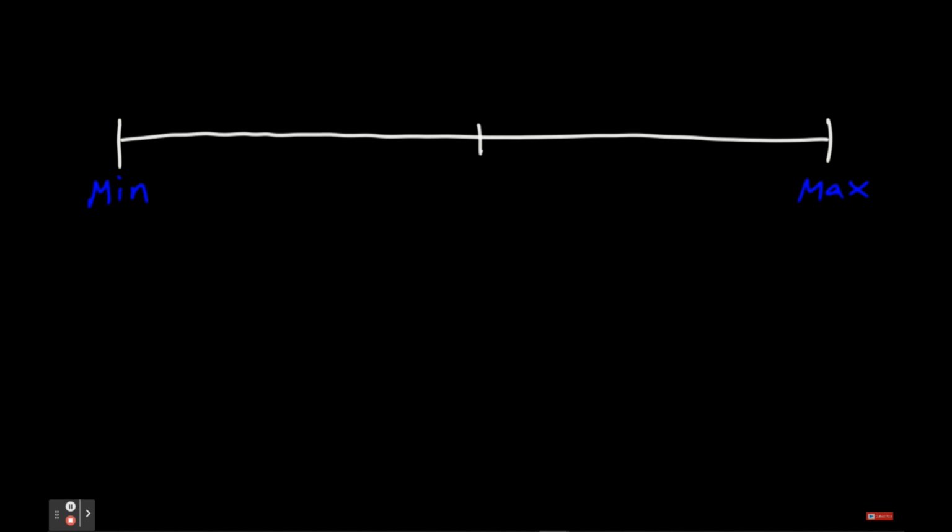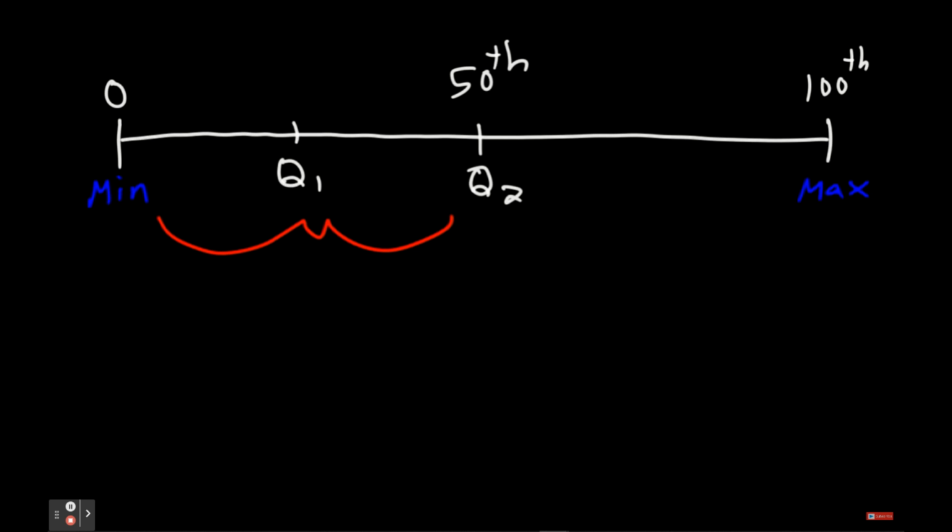Now, the median of the data is the second quartile. This is basically the 50th percentile. The minimum will be at the 0th percentile, and the maximum is basically the 100th percentile. Now, Q1 is going to be the median of the lower half of the data. And Q3 is the median of the upper half of the data. And so that's how you can find the three quartiles.